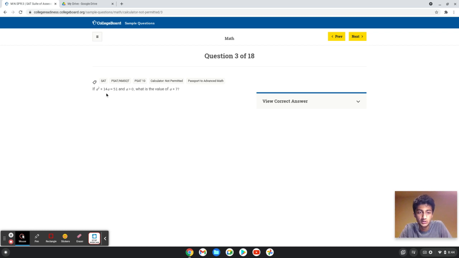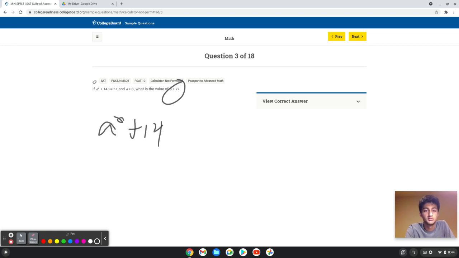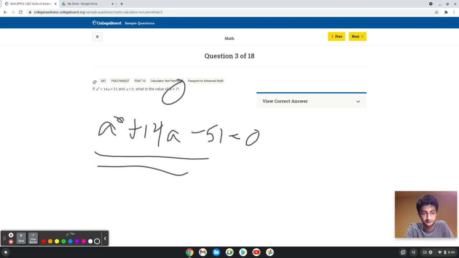So if a squared plus 14a is equal to 51 and a is greater than 0, then what is the value of a plus 7? So this one's kind of tricky. What you're going to want to do here is make sure that all the numbers, all the tricky stuff are on the left side. Because once you have that, what you can do is understand that, hey, this looks like a quadratic equation. This looks like something I can attack.